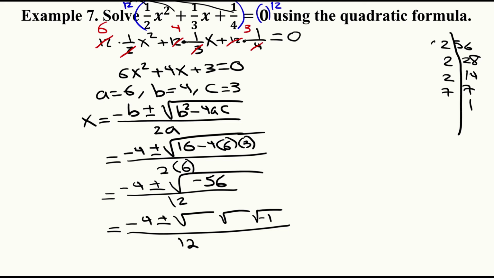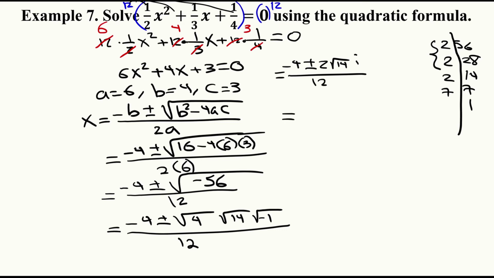We can see that there is one perfect square that we can bring out, so we'll put that here, the 4. So this part is not going to have any perfect square involved, so we go ahead and multiply those to get 14. That will go in here, and so we have negative 4 plus or minus 2 radical 14 i, make sure you don't put the i under the radical, over 12.